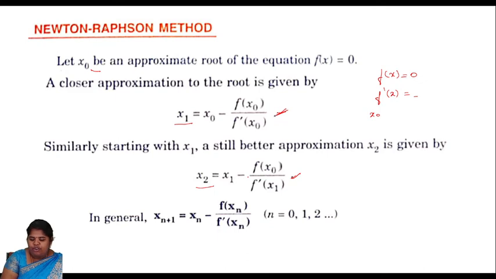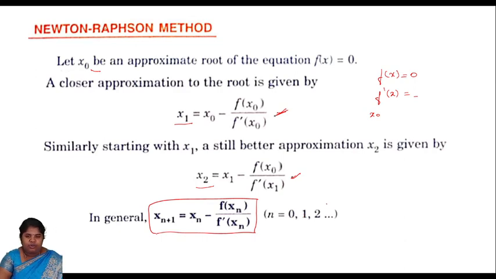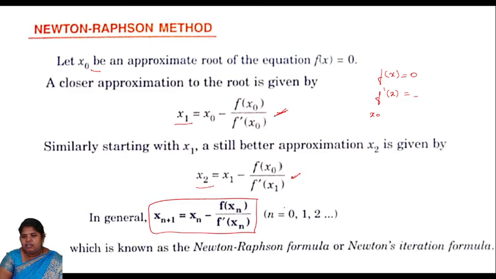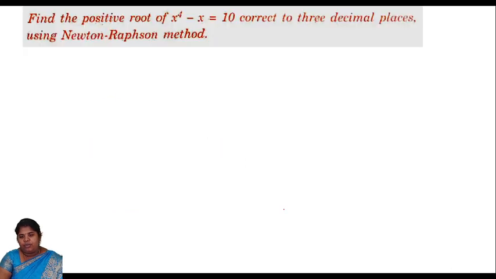Hence, the general formula is xn plus 1 equal to xn minus f of xn by f dash of xn. So this is the general format for Newton-Raphson method. n takes the value 0, 1, 2 and so on. So xn plus 1 equal to xn minus f of xn by f dash of xn. This is known as Newton-Raphson formula or Newton's iteration formula.